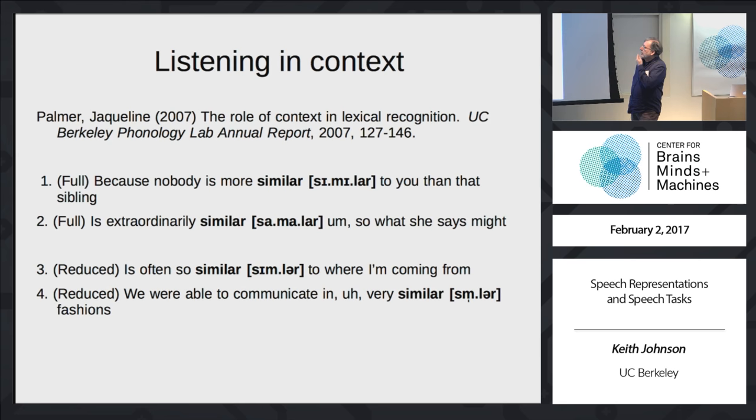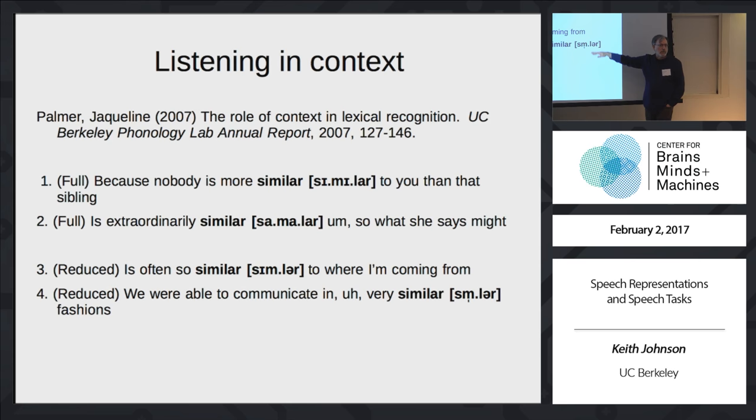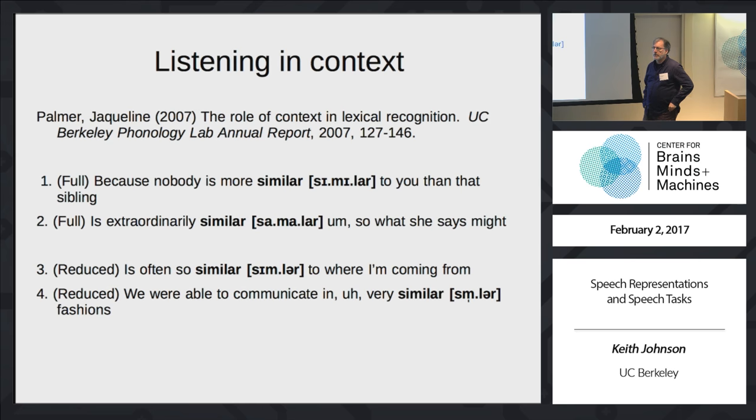So Jacqueline Palmer looked at context for lexical recognition. She took sentences like these from recorded conversations of English. We just brought people into the lab and asked them to talk about stuff. And Jacqueline went through the recordings and found instances of the same person saying the same word four times. Two of the times had to be what she called a full production, where these are three or four-syllable words, and in the full production had all their syllables. A reduced production had at least one syllable missing. So people say things like "similar" for "similar."